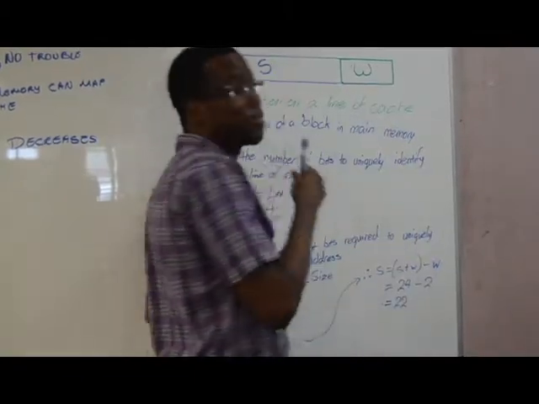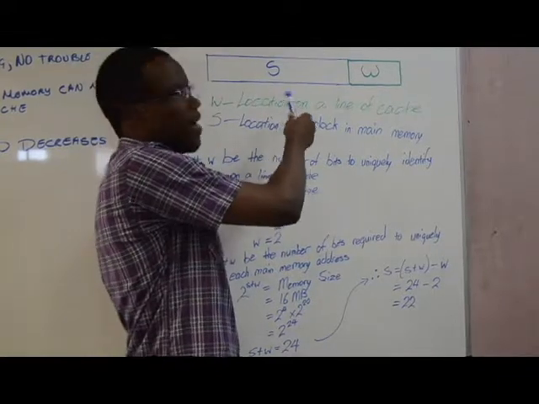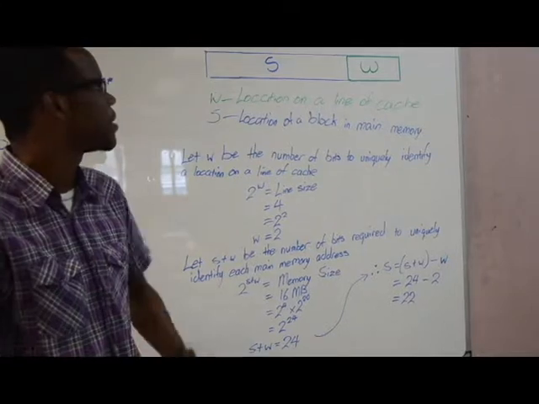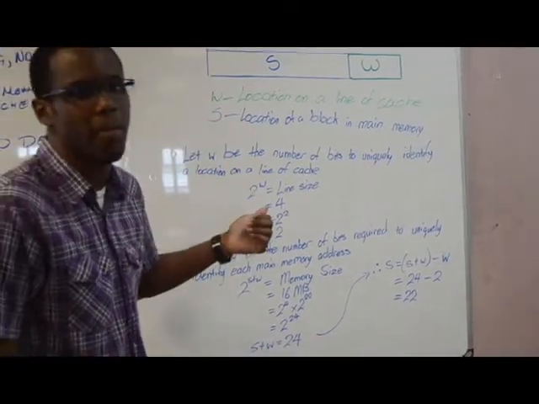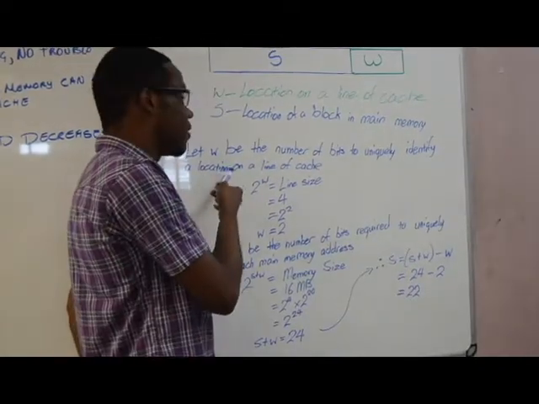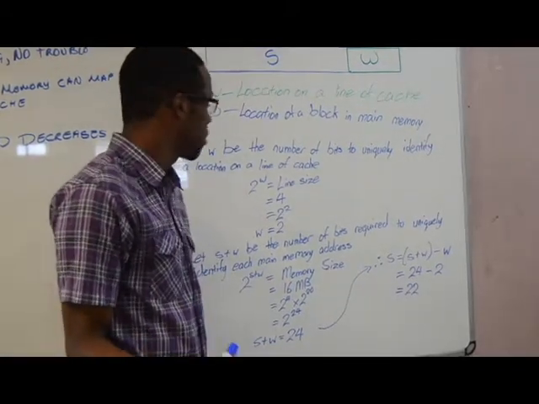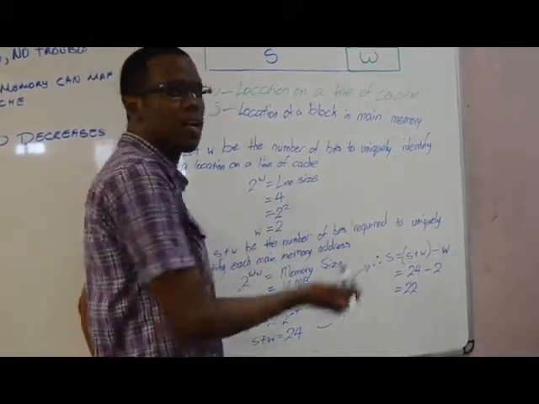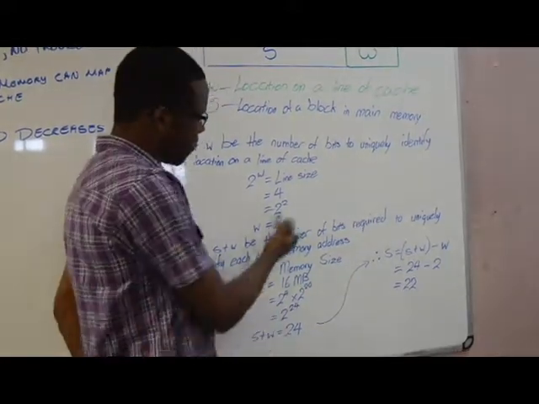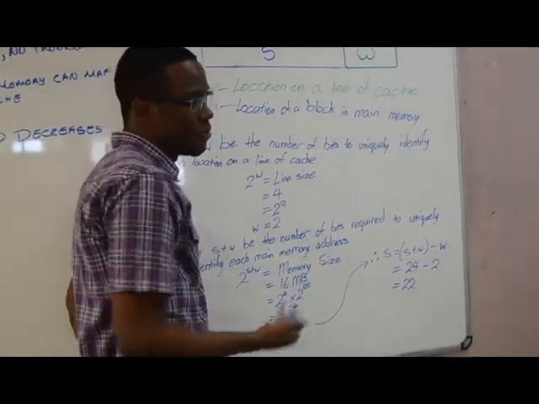So, for fully associative mapping, we know that it's just dividing our address into S and W, where W is a location on a line of cache and S is the block in main memory. When it comes to mathematics, it's simple. We let W be the number of bits to uniquely identify a location on a line of cache. So we get 2 to the W is equal to our line size. Let's say our line size for this example is 4. 4 is the same as 2 squared, so W equals 2.